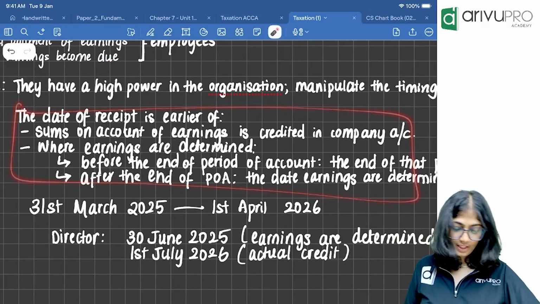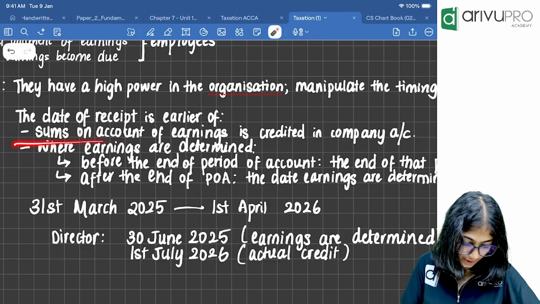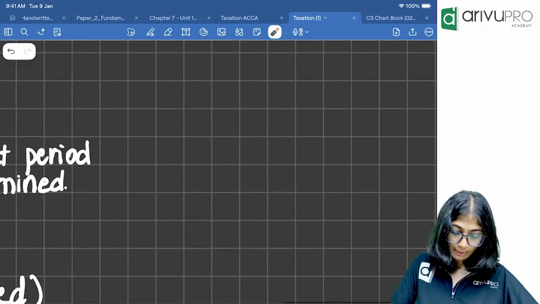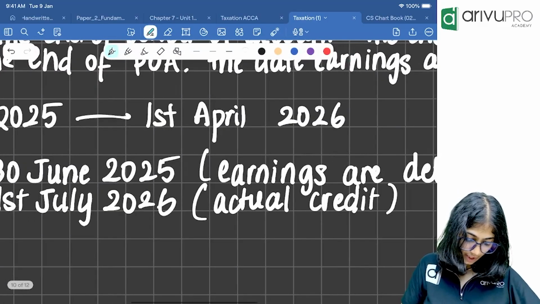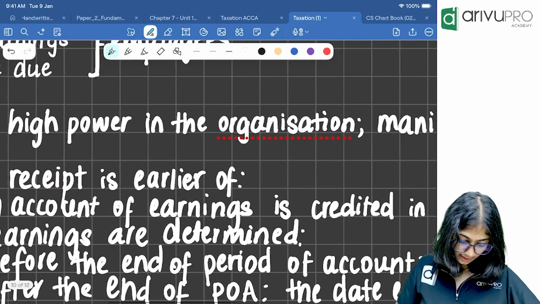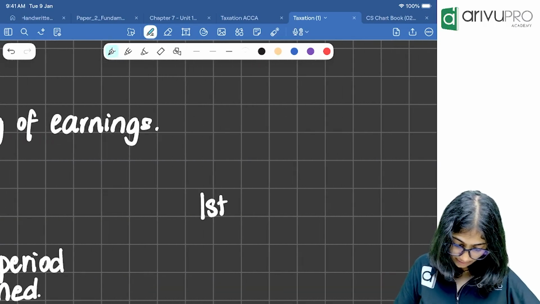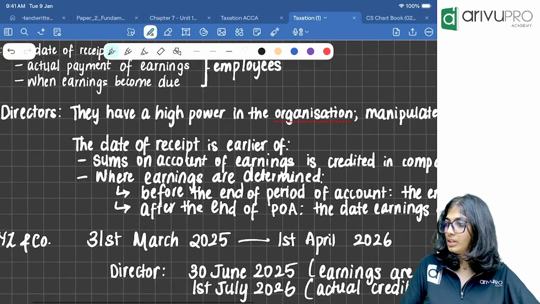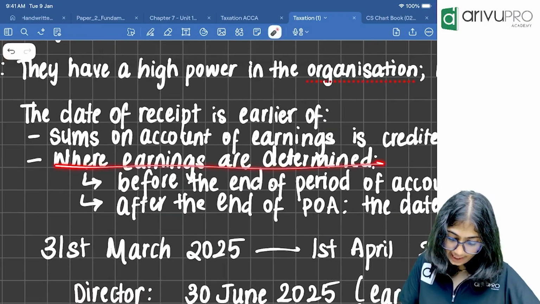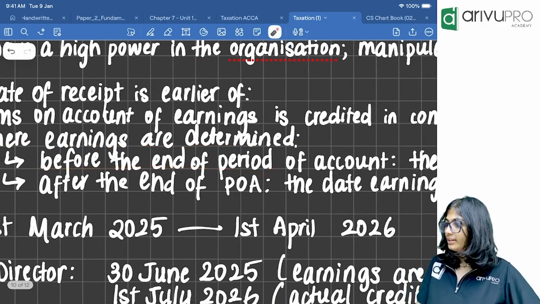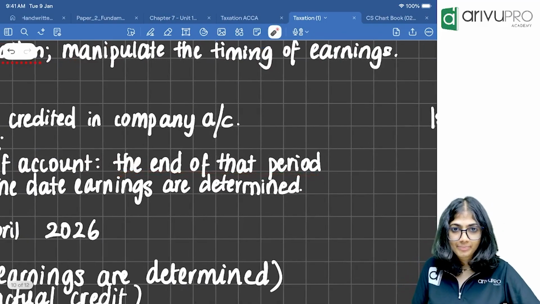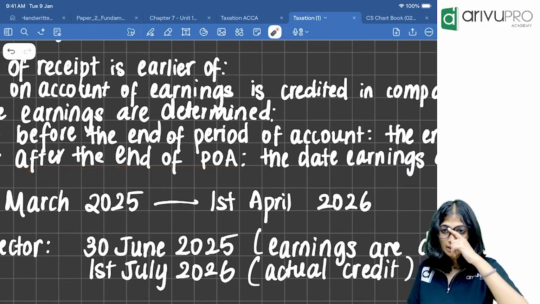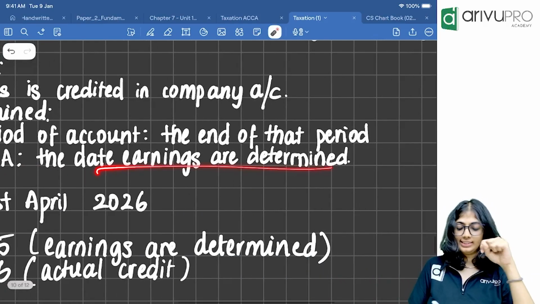The date of receipt is the earlier of the first one. What is this date? Sums on account of earnings credited in the company. When was it credited in the company as per the question? 1st July 2026. Now, let's see the next one. If earnings are determined before the end of the period, then the end of that period, or if earnings are determined after the end of that period of account, then the date the earnings are determined.